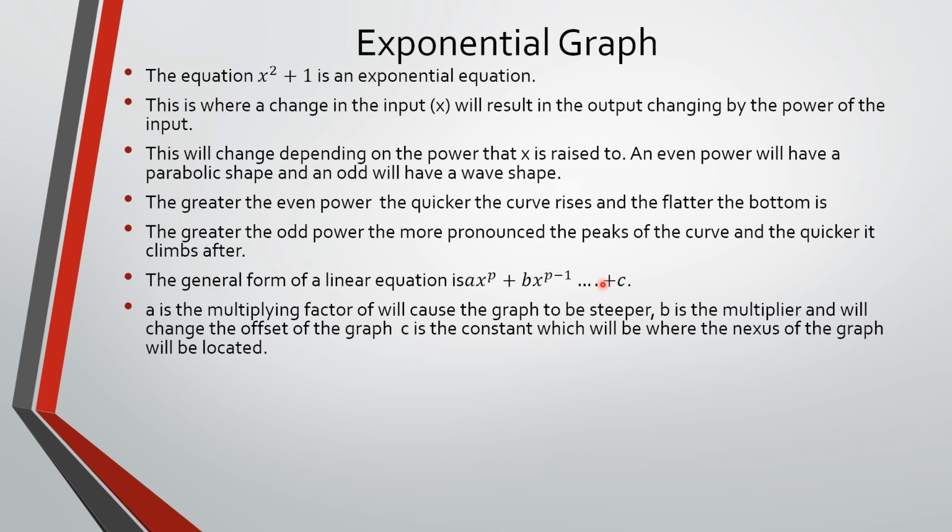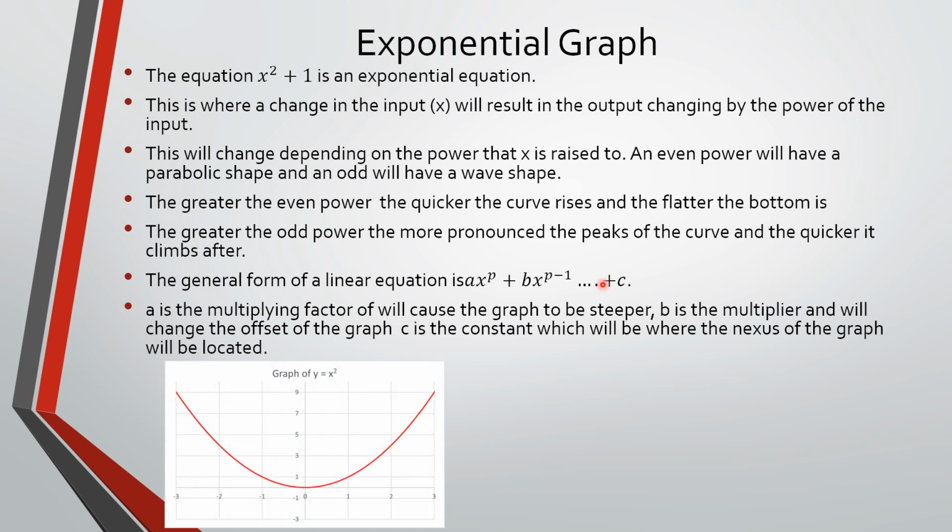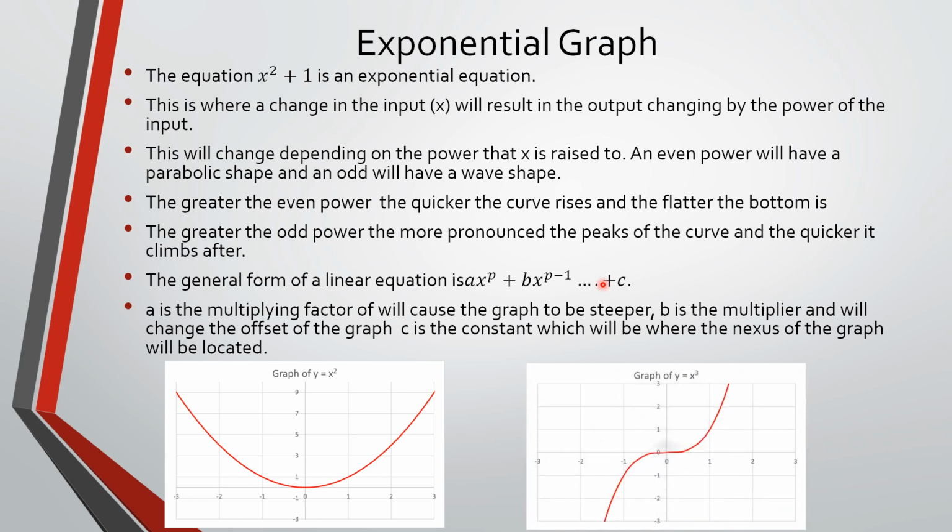A is the multiplying factor, which will cause the graph to be steeper. B is the multiplier of the next power the x is being raised to, and will change the offset of the graph. C is the constant and will be where the center point of the graph will be located. We'll look at this a bit. So this is the basic x to the second power, and that's parabolic, and this is x to the third power, and it looks like this.